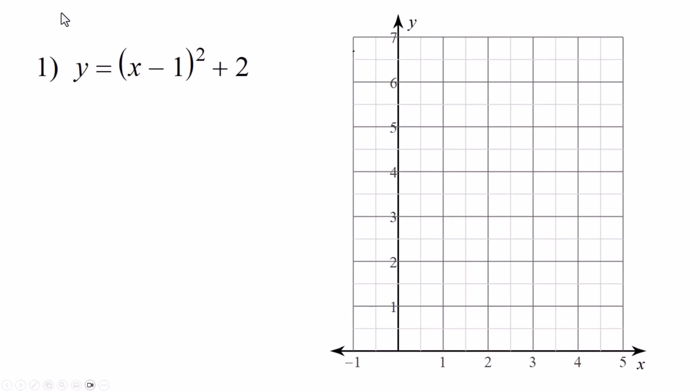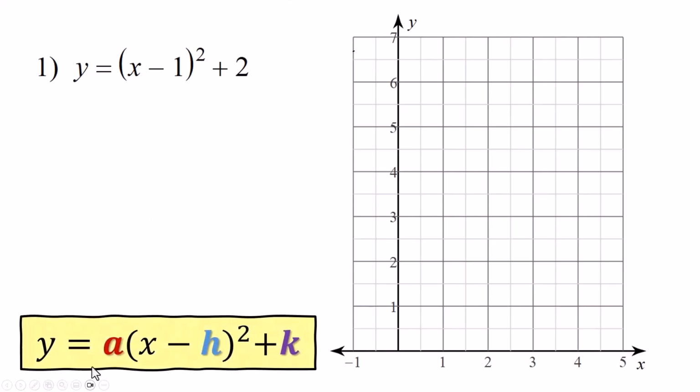Here we go. I'm going to need this guy right here to figure out what the vertex is. I have the HK. So for this equation, y equals x minus 1 squared plus 2. This is in vertex form, so the h is 1 and the k is 2. So I find my vertex, I go over 1, up 2. There's your starting point. Where do you go from here?